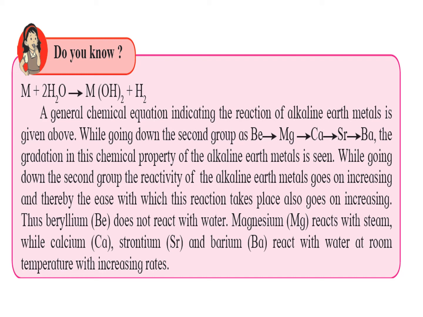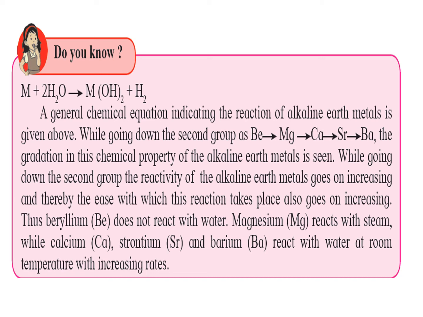This has been shown with an example of the reaction of each metal with water. At the top you can see one chemical reaction. Here we have M, the metal, any metal, beryllium, magnesium, calcium, strontium and barium, reacting with water, and they give rise to their corresponding hydroxides along with the release of hydrogen gas. So if we take beryllium, beryllium does not react with water.